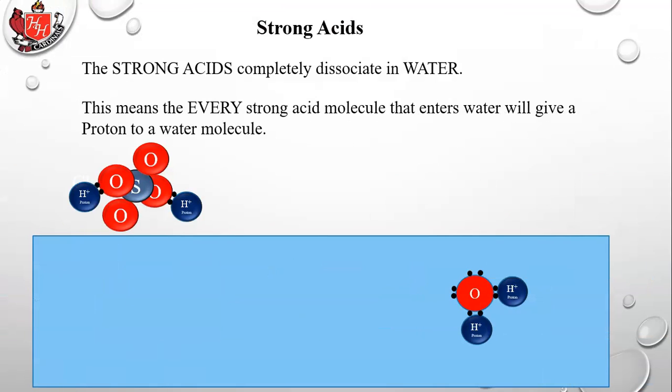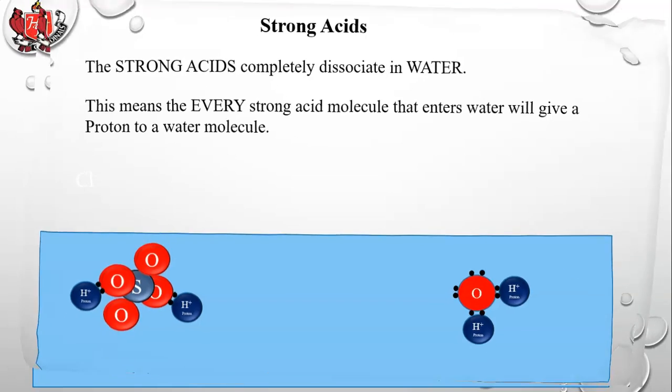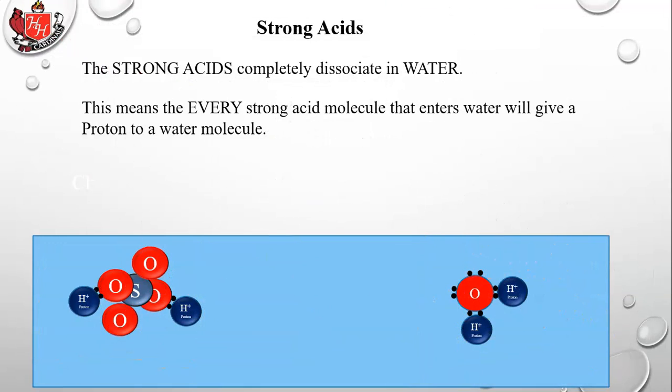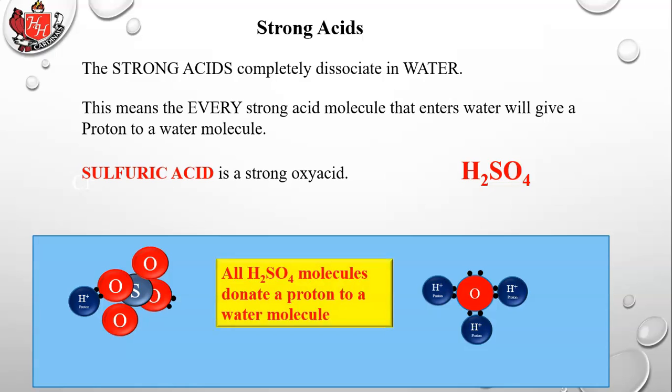Sulfuric acid has two protons. H2SO4. It donates 100% of the time. It donates one of those protons to a water molecule 100% of the time when you throw a sulfuric acid molecule into water. All H2SO4 molecules donate a proton to a water molecule.